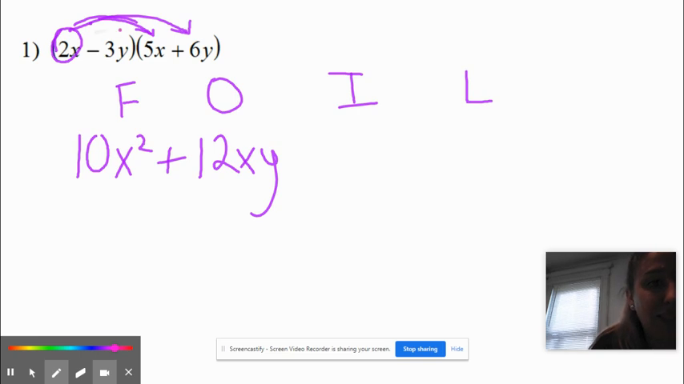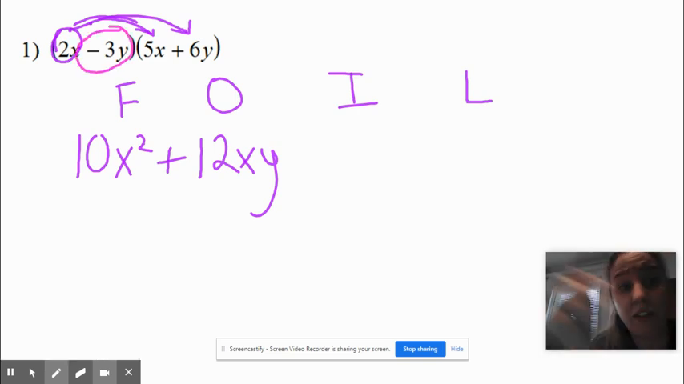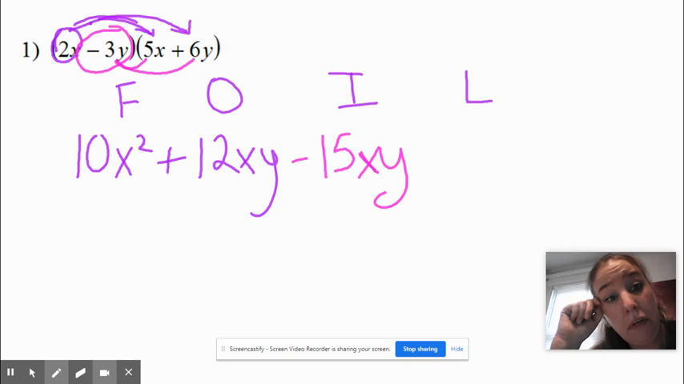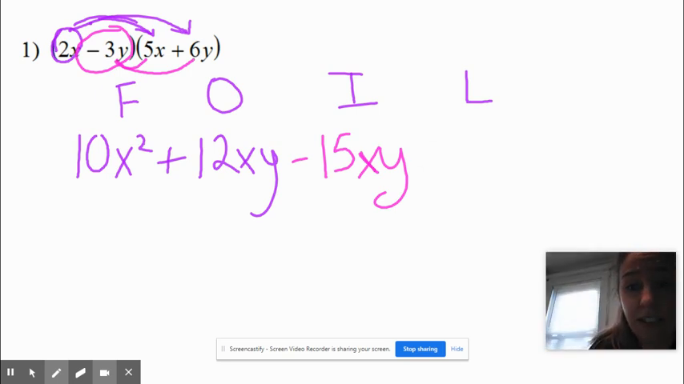Now I need to take this negative 3Y and distribute it to everything. So negative 3Y times 5X, negative 3 times positive 5 is negative 15. And Y times X, we're not going to say YX. We're going to go alphabetically and say XY. And then negative 3Y times 6Y. Well, negative 3 times positive 6 is negative 18. And Y times Y is Y to the second power.